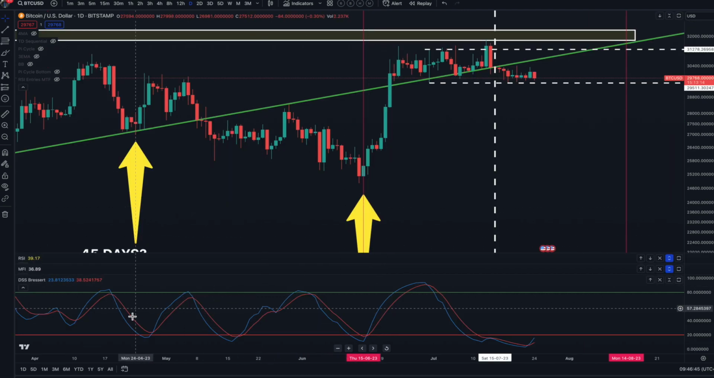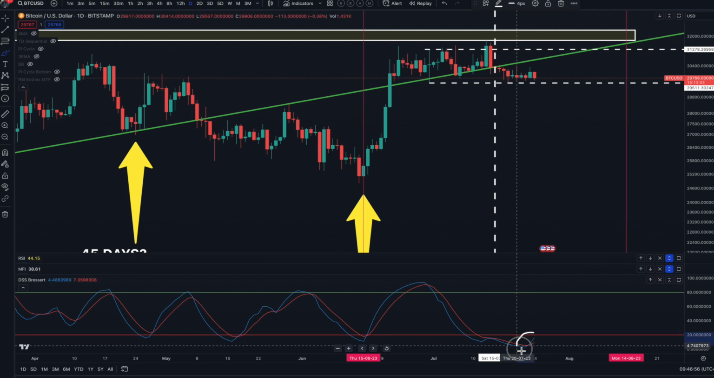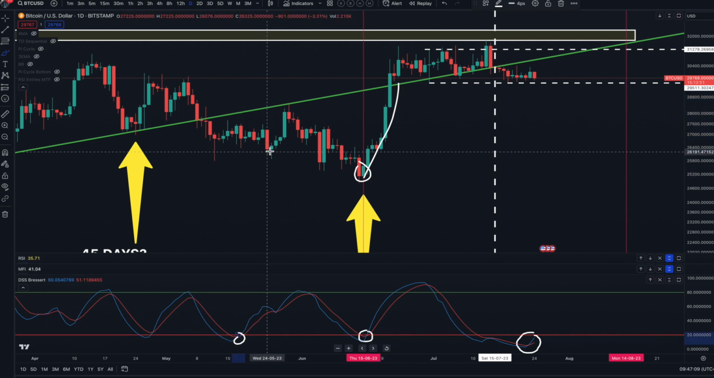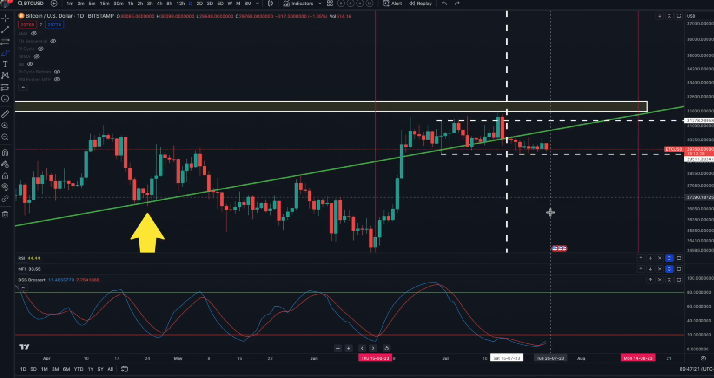And if we have a look at the cycles indicator, which is the DSS Bressert, it's giving me a little bit of hope that we've actually just crossed over at the very low level. And as we can see, whenever it does cross over at the low level over here, we tend to get quite a nice big move. Once it crossed over, we had this move coming up there, and once again over here. So we could be turning, but what is bearish is the fact that once it came down here, it seems to be just going sideways and down over here.